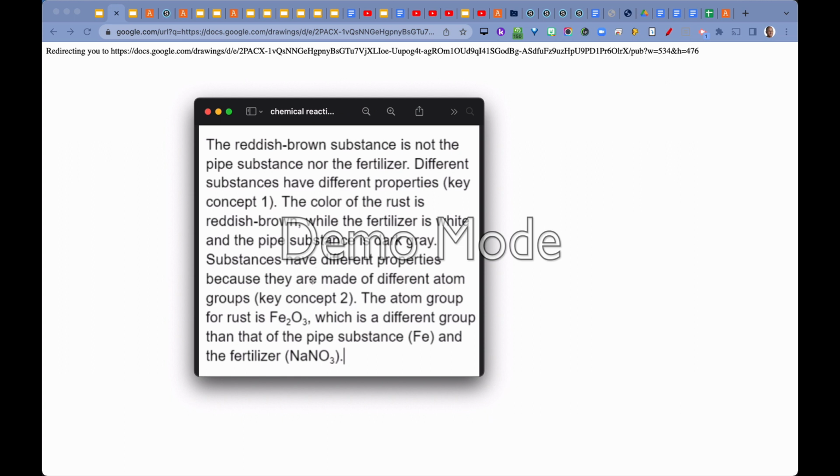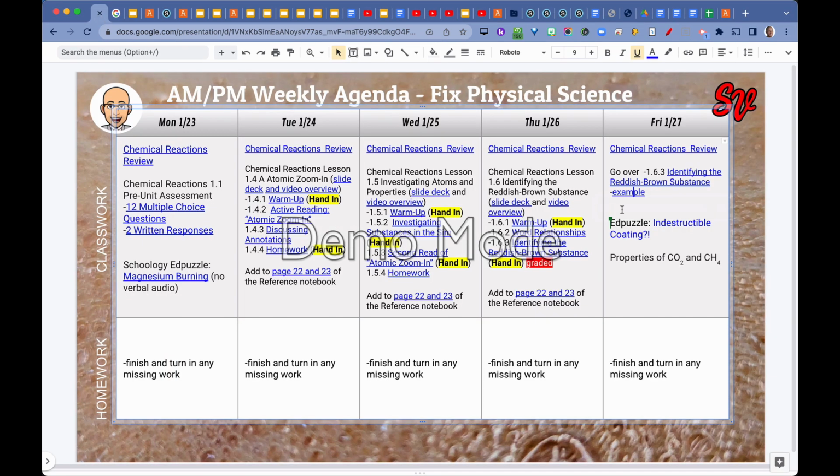Substances have different properties because they're made of different atom groups. The atom group for rust is Fe2O3, which is a different group than the pipe substance Fe and the fertilizer NaNO3. So that was available to look at as they did the revisions, and they were able to turn that in for a higher score.